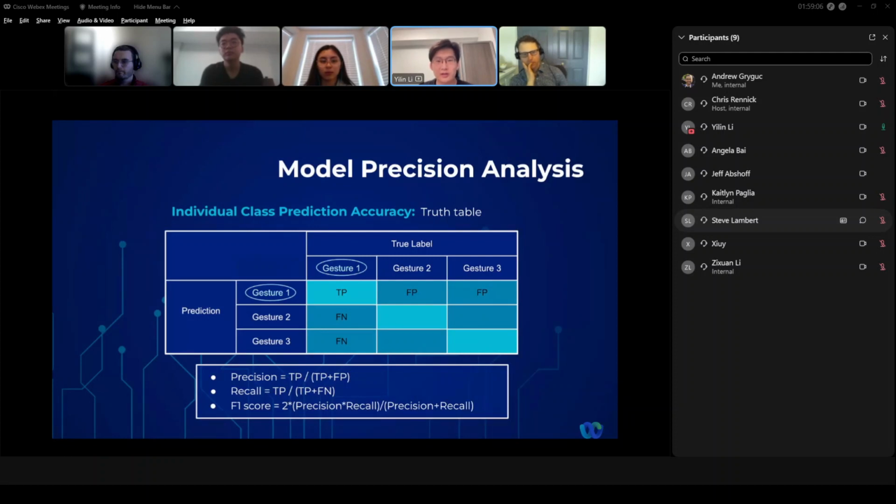And to evaluate the corresponding prediction accuracy, we have 3 different variables. First is precision, which is TP divided by TP plus FP. Recall is just TP divided by TP plus FN, and the F1 score is just the combination of the precision and recall. The table just gives an illustration of how gesture 1 defines the true positive, false positive, and false negative.